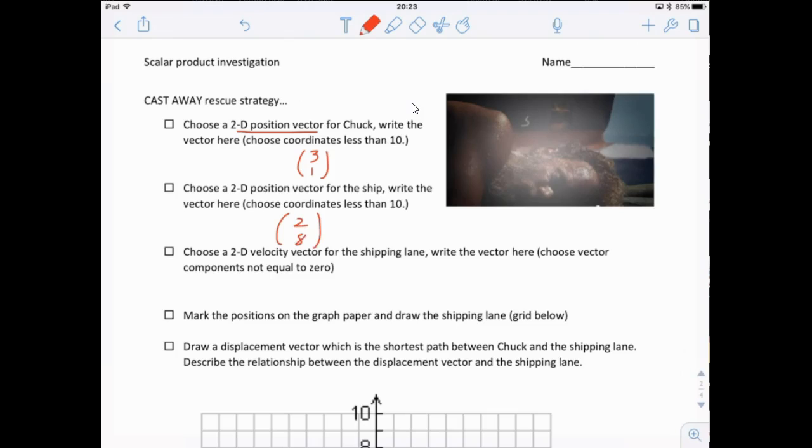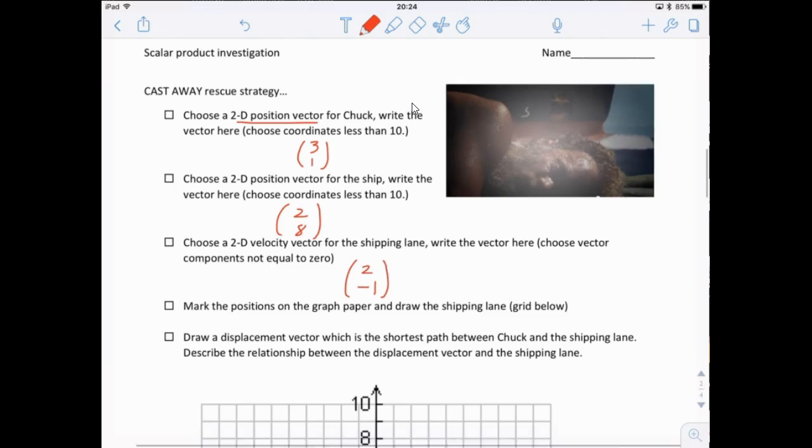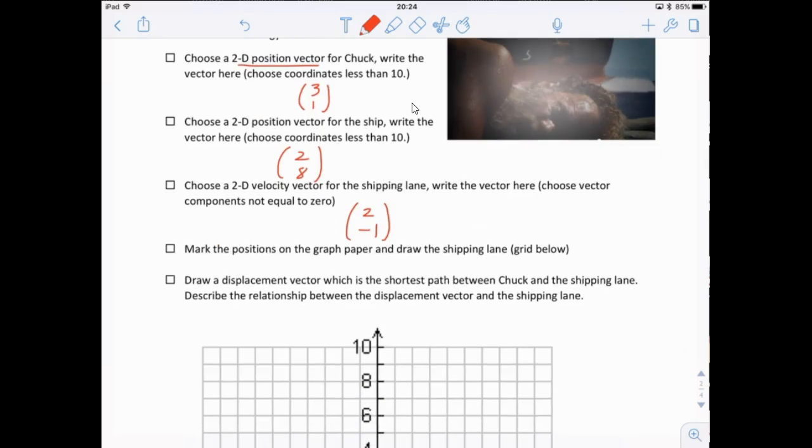And then I'm going to write a position vector for the ship, and I'm going to put something like 2, 8. Okay, and then it says to choose a 2D velocity vector for the shipping lane, and to write the vector here, choose a vector that does not have components equal to 0. So I'm going to say 2, -1. Okay, and then it says to mark the positions on graph paper and draw the shipping lane below.